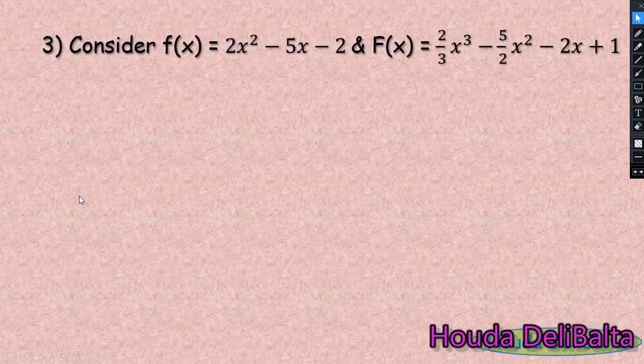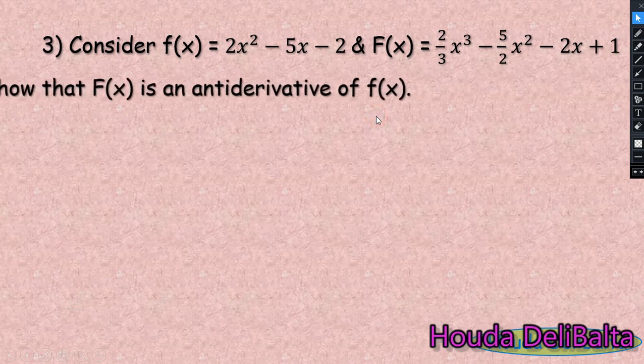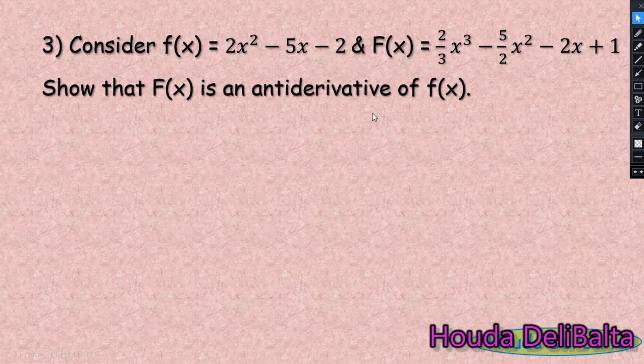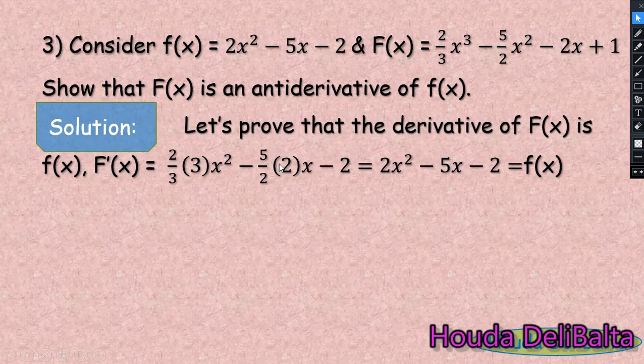And here is the last example about this idea. Again, I have this small f of x and this capital F of x. Again, I have to show that capital F of x is an antiderivative, and to show that small f of x is the derivative. So I make the calculations. I keep 2 over 3. I multiply by the power, decreasing it by 1. So I will get 2 over 3 into 3x squared minus 5 over 2 into 2x minus 2.